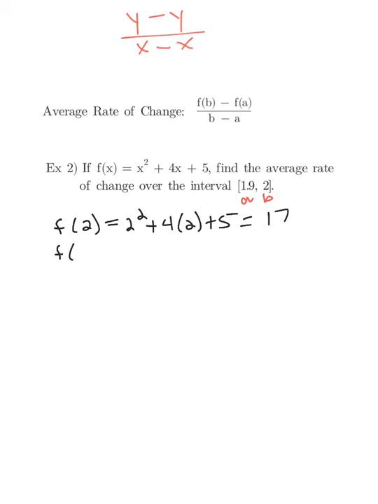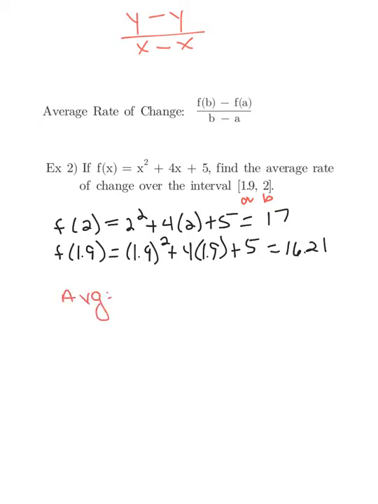For f of 1.9, we are going to do 1.9 squared plus 4 times 1.9 plus 5. In doing that on your calculator, you should get 16.21. So now we're ready to actually find the average. This is f of b right here, and this is f of a.